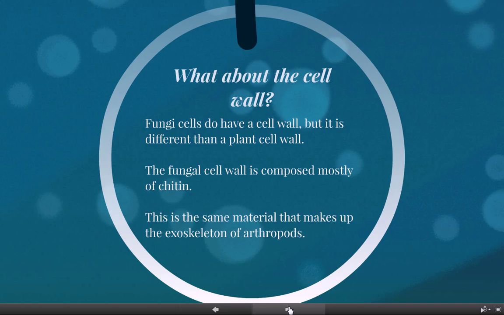Now, the cell wall, they do have one, but it is different than a plant cell wall. Now, we'll talk about Kingdom Plantae in a minute, but the fungal cell wall is composed mostly of chitin. Now, chitin is just a different material, and it's also the same material that makes up the exoskeleton of arthropods. So, we're going to dissect a crayfish in about a week's time, and you'll get to feel what that exoskeleton feels like. Now, chitin is what makes that up, and it also makes up the cell walls of fungus. Even though if you felt a mushroom, they don't all feel like that exoskeleton.